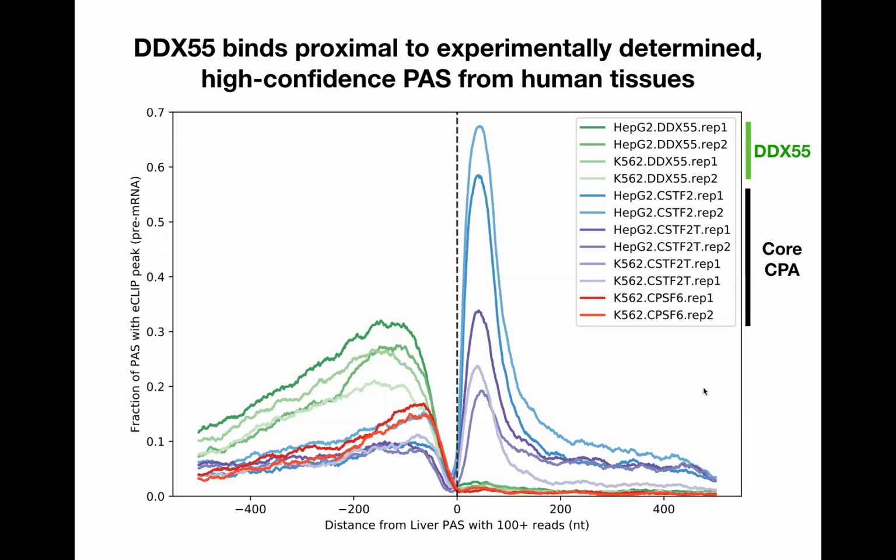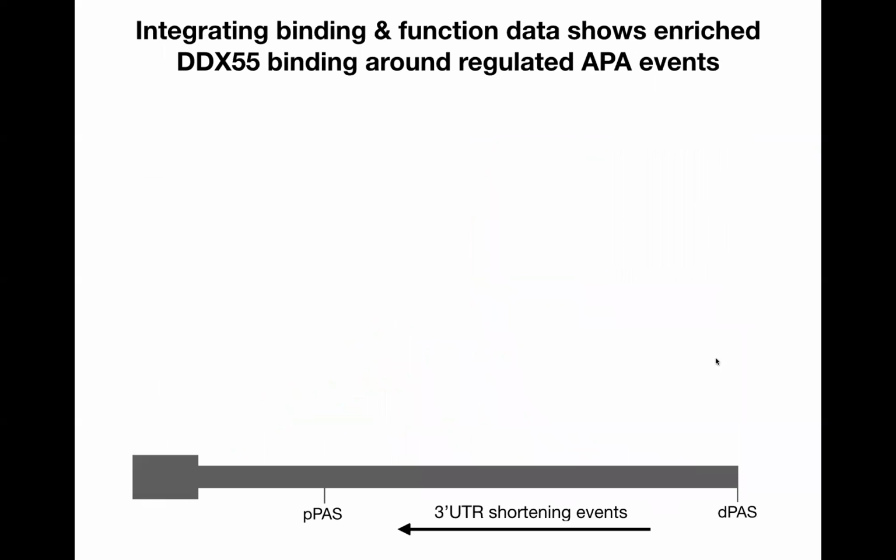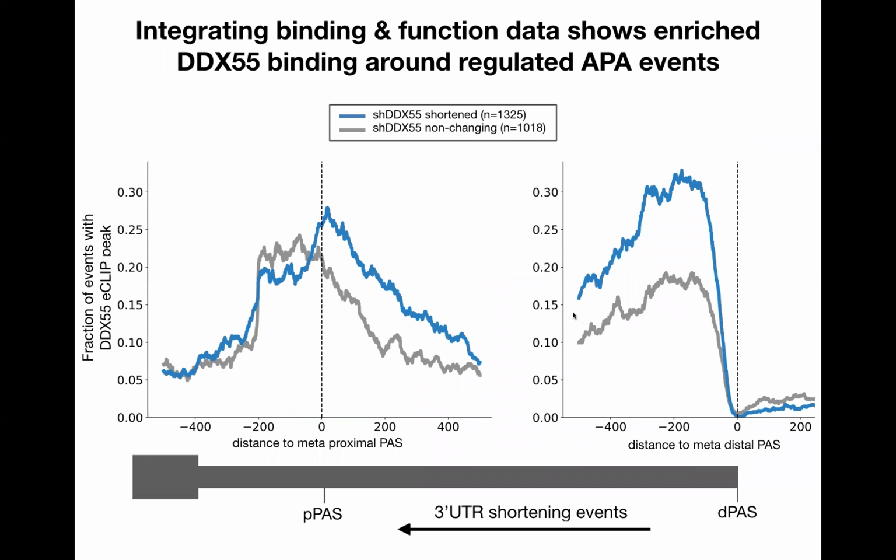So now I'm going to combine our functional data from RNA-seq with our binding data to really interrogate that direct question. So if we look at a metaplot of all the 3' UTR shortening events upon DDX55 knockdown and compare the fraction of those events that are bound, that are regulated versus confidently non-changing, we see this metaplot around the regulated proximal and distal PAS. And you can appreciate that there's enriched significant binding of DDX55 specifically in the targets it regulates, and not as much in the targets that are not changing upon knockdown.